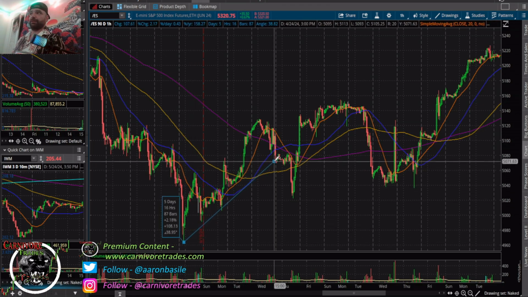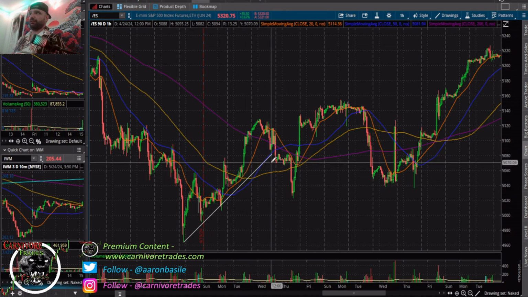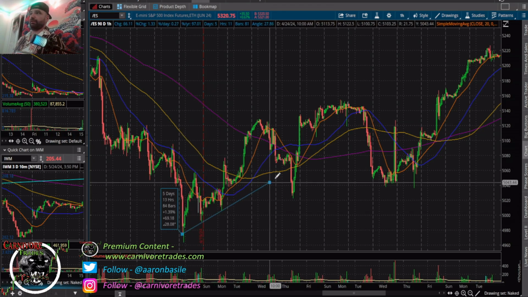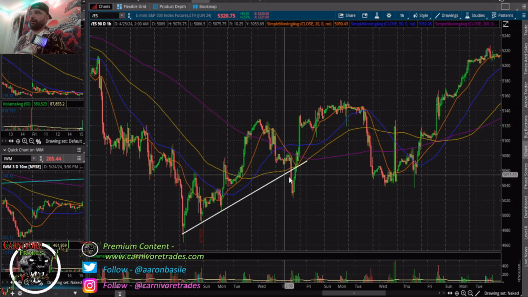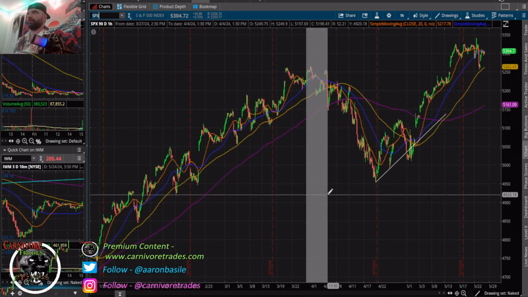Going back to the wicks. It doesn't really work, does it? It kind of did. You kind of get a bounce off it. So I suppose it did, but you could also take it right here. Third hit worked, fourth hit failed. But what I was going to go back to here, because the ES is way too messy.